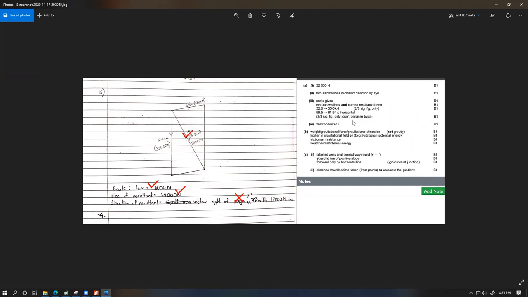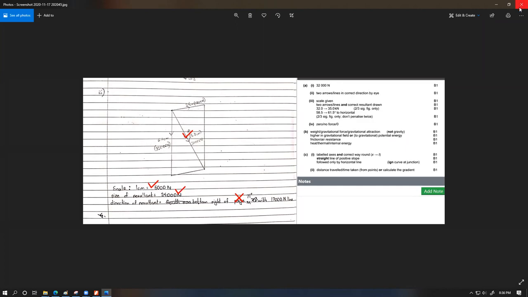Downwards, it could also be upwards, but in this case visibly the resultant is working downward. That's why I encourage the students to write the direction: 61.5 degrees or 61 degrees with the horizontal where? Towards the sky or towards the ground? It's important to mention, although according to this mark scheme you don't have to mention that. Understood, sir? Yes.